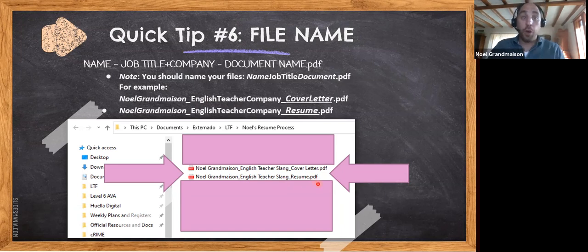resume.pdf. Okay, this is good because when they get your file and they save it, the file name tells them exactly the job that you're applying for. Okay, so I highly recommend that you do this. Because if you just send a document called resume.pdf, or maybe there's 100 of those, you're going to get lost in the shuffle.